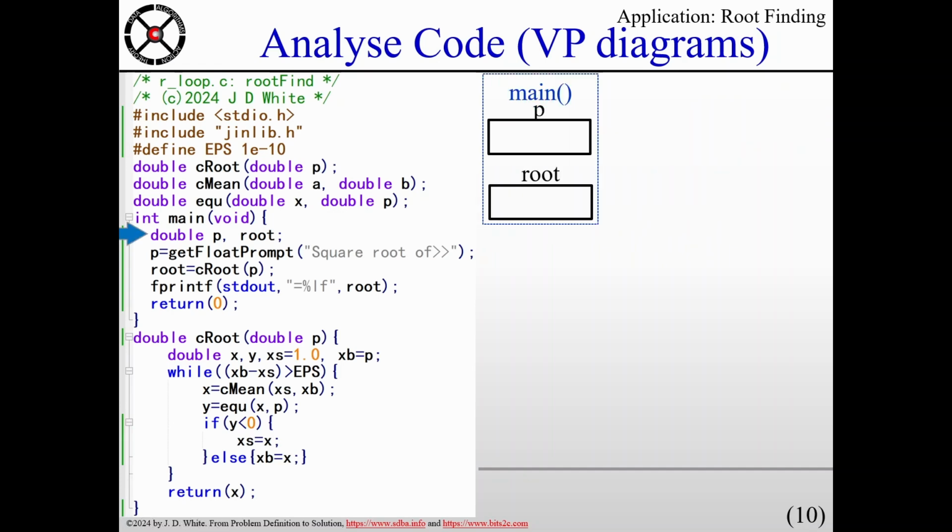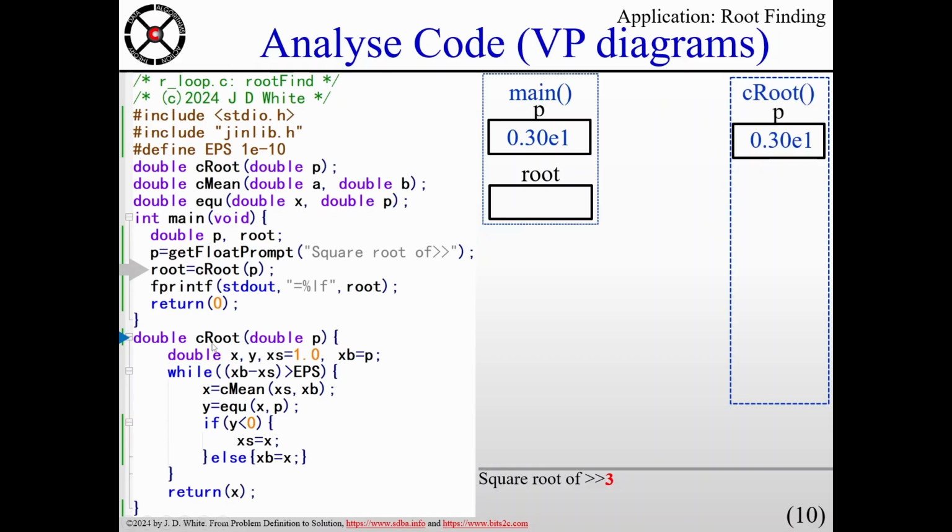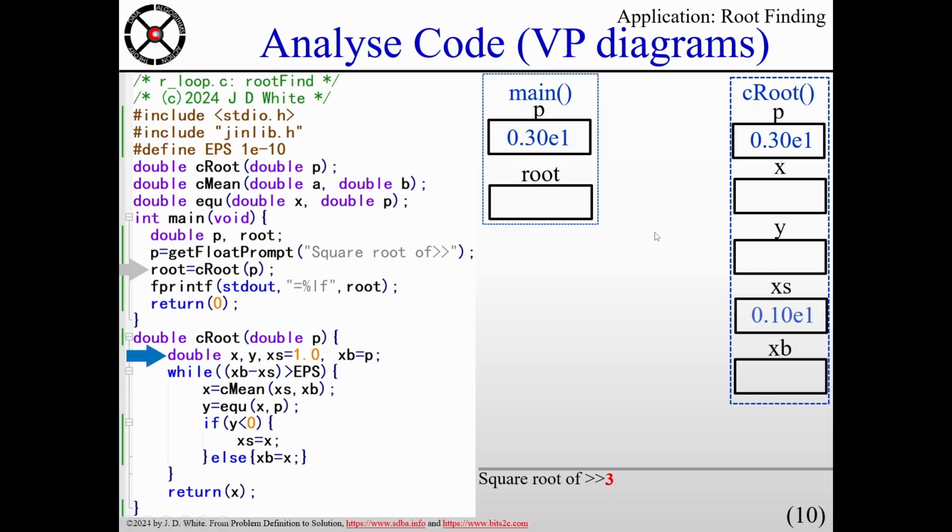Okay, main starts. Two variables are declared, containers p and root. My next line calls get float prompt, which gets the floating point value and stores it. Okay, square root, I'm going to take 3. I then call root. I transfer the p across, so it's a copy. I create XS as being 1, XB as being 3, and I create two new containers, X and Y.